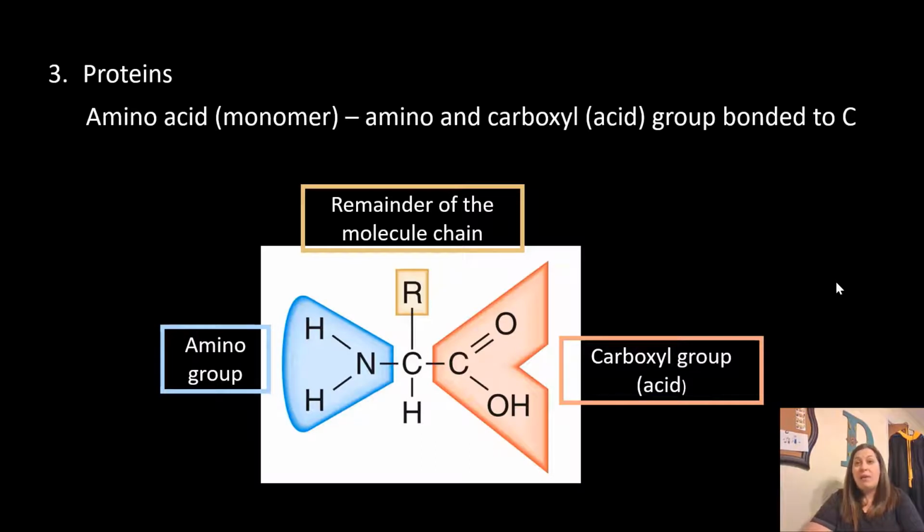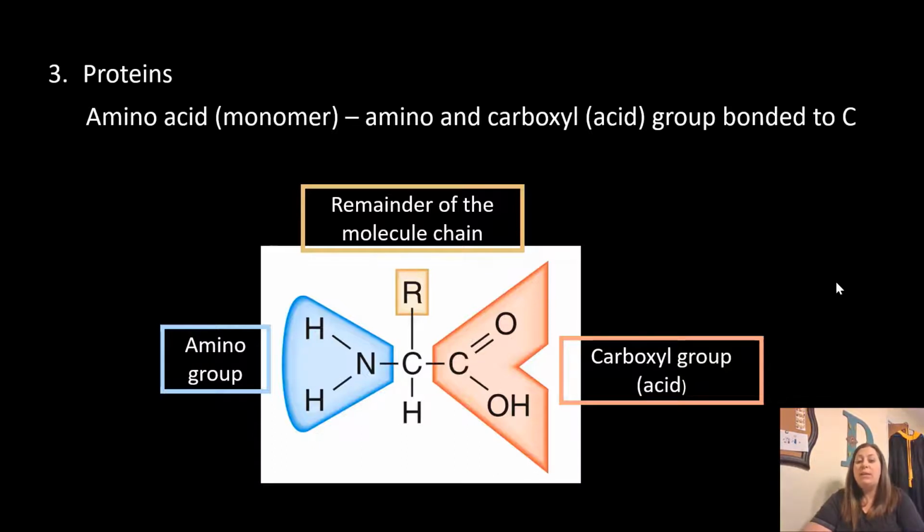All right, the next macromolecule we want to discuss are proteins. Proteins are going to be built out of amino acids. Amino acids are the building block of the protein. Now, when we look at an amino acid, the amino acid is going to have an amino group on one side with that NH2, and it's going to have a carboxyl group on the other side. The carboxyl group gives it that acid type of structure. So this is where the name amino acid comes from.